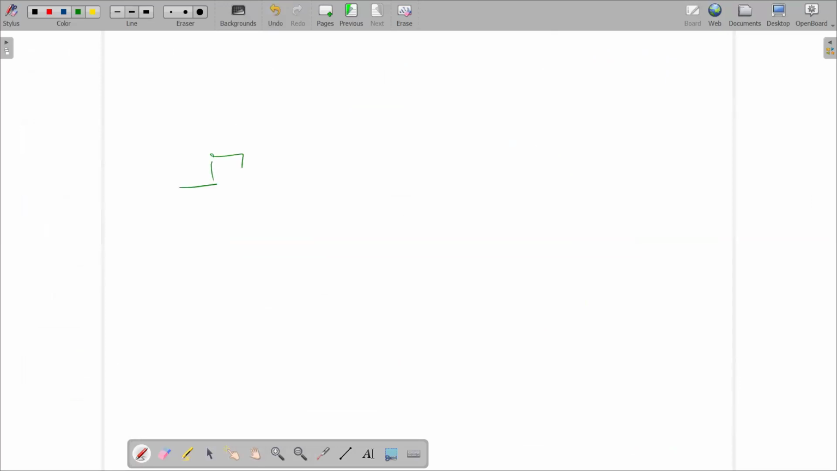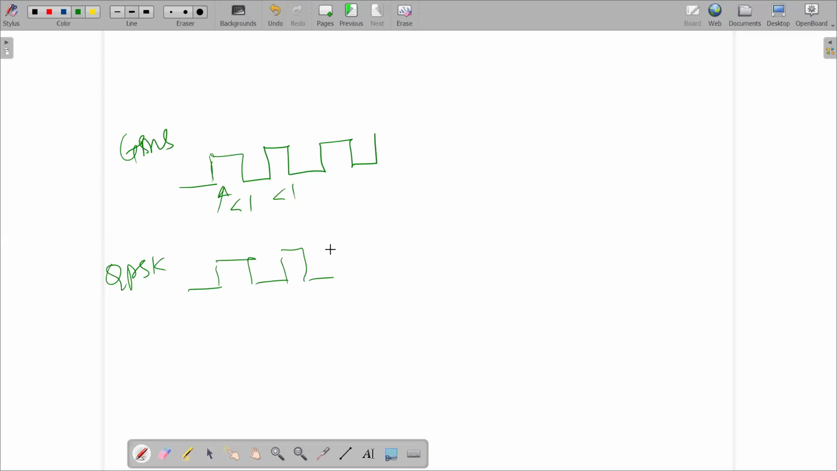So symbols will be transmitted like this. In GMSK, this carries less than 1 bit. But QPSK carries, in the same duration, 2 bits. Definitely, I can say same time duration, if I can pump more bits, data rate will increase.